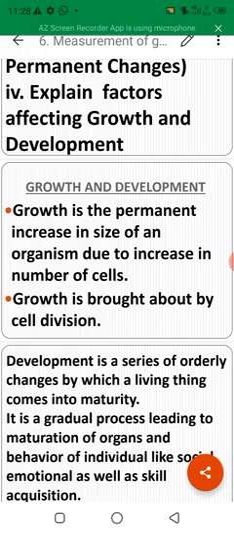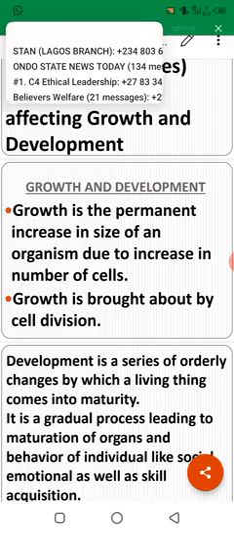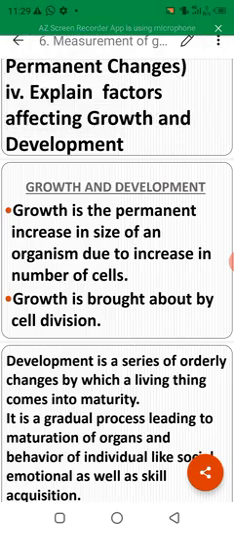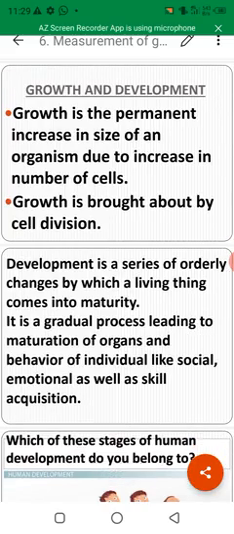What is growth? Growth is a permanent increase in size of an organism due to increase in number of cells. We know that the cell is a unit of life in our body. If a body has no cell, the body will not exist. When this cell is active, it multiplies. We call it what? Cell division. And that will make us grow, both internally and externally. It's a permanent thing. It's not temporary.